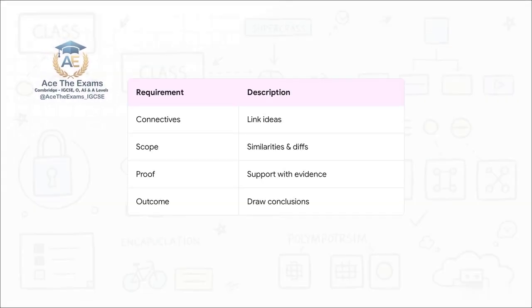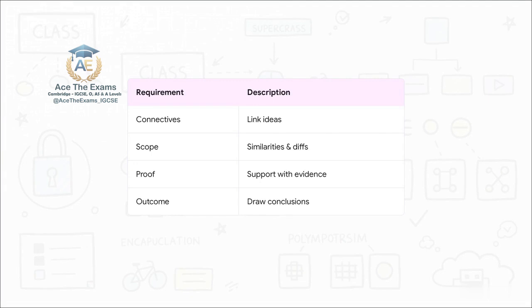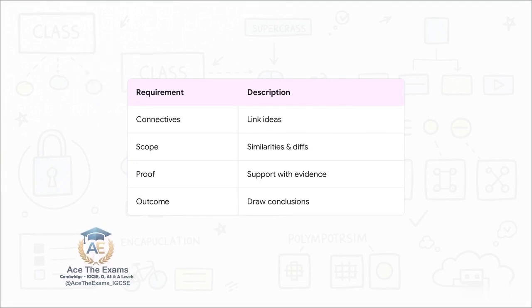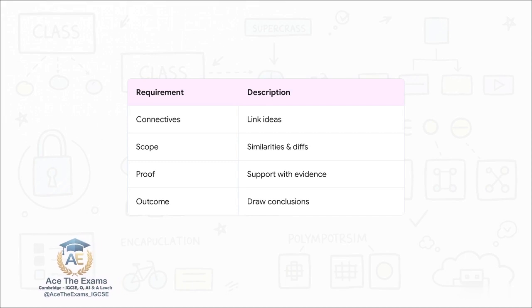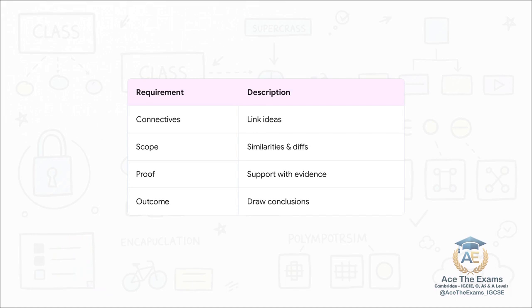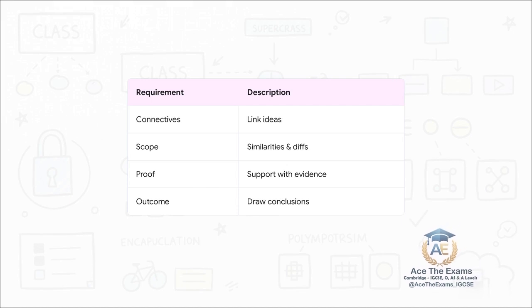As we pull together our final system, remember that when evaluating alternative OOP approaches, your comparative analysis has to be completely airtight. If you're asked to compare using a 1D array of records versus a full object-oriented class structure, you need to use specific connectives, like whereas or conversely. You need scope, meaning you identify both similarities, like both structures group related data items together, and differences, whereas a class can also contain methods to actively manipulate that data. You absolutely need proof, referring directly back to the specific exam scenario. And you must have an outcome, a definitive conclusion on which approach is objectively better for the given problem.